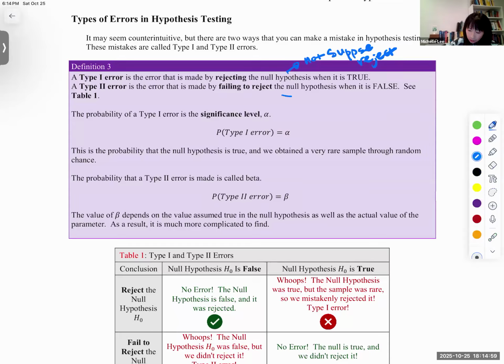So, supposed to reject. Okay. Then the probability of type 1 error, that's the alpha. That comes from the significance level. Alpha comes from the probability of type 1 error. Yeah. And then we have a type 2 error. So the probability of a type 2 error, that's the beta. Read beta. This is alpha.